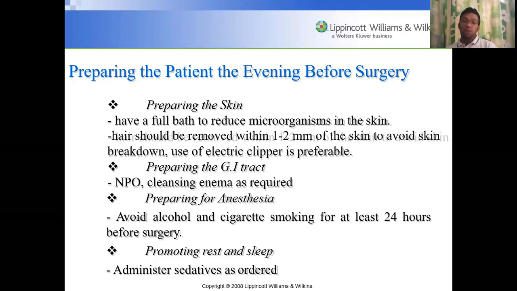And we need to promote rest and sleep. The patient will be given sedatives the night prior to the surgery for them to have a peaceful sleep.